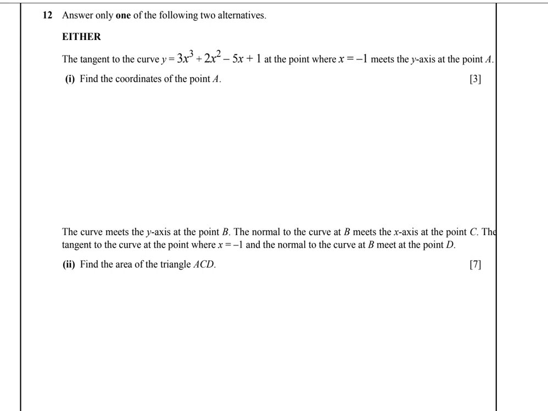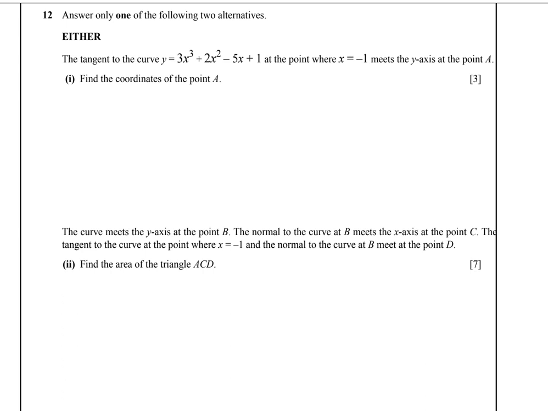We have a curve that is y equals 3x cubed plus 2x squared minus 5x plus 1. This is a cubic curve, and if we draw a tangent at x equals minus 1, that tangent meets the y-axis at point A. In the first part of the question, we need to find the coordinate of A.